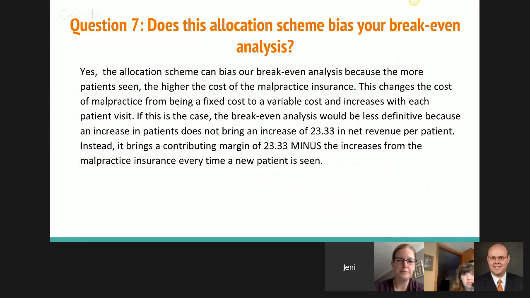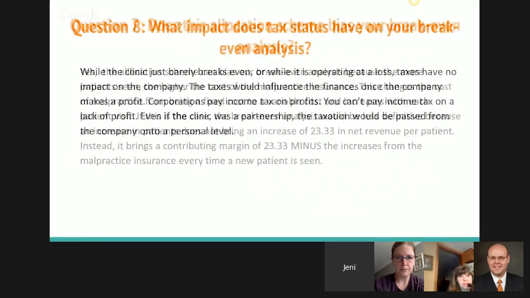If this is the case, the break-even analysis would be less definitive because an increase in patients does not bring an increase of 23.33 in net revenue per patient. Instead, it brings a contribution margin of 23.33 minus the increases from the malpractice insurance every time a new patient is seen. Next.